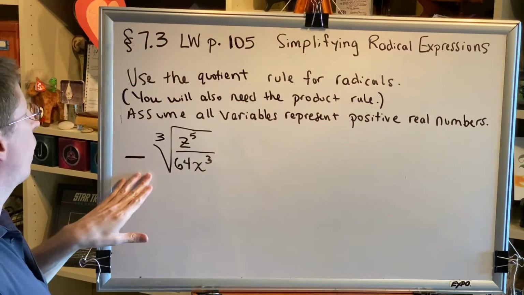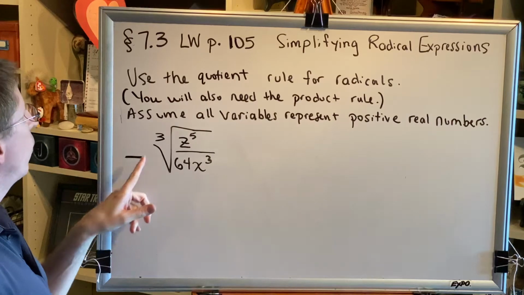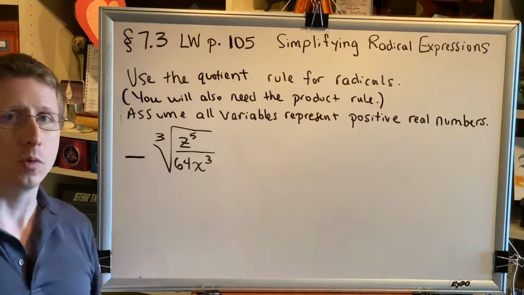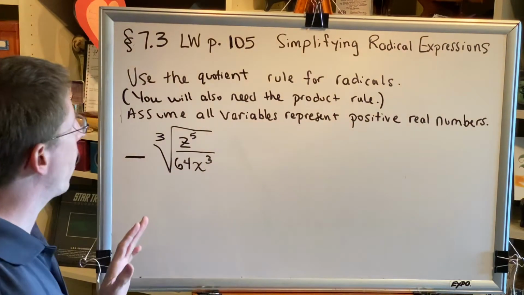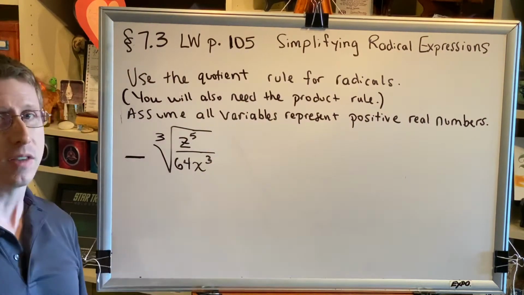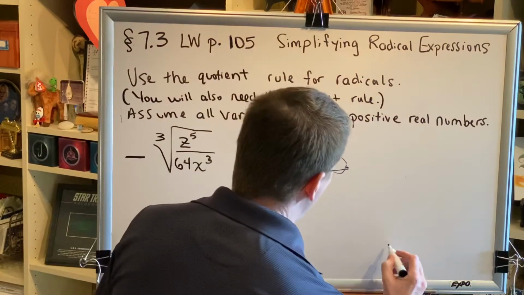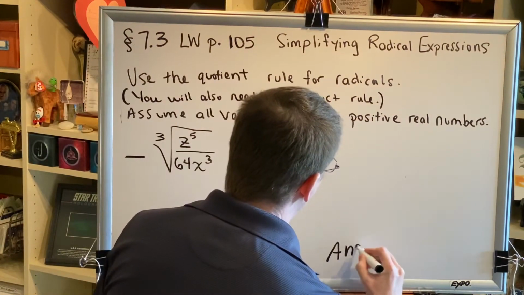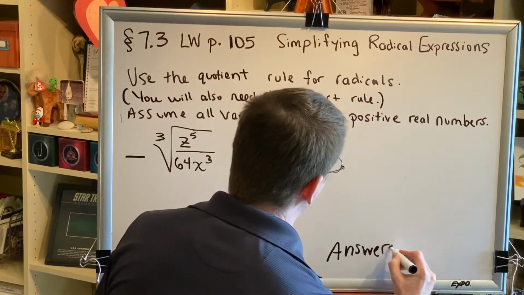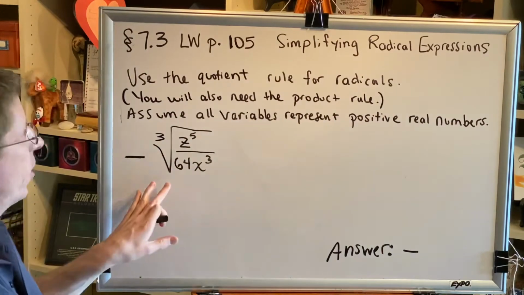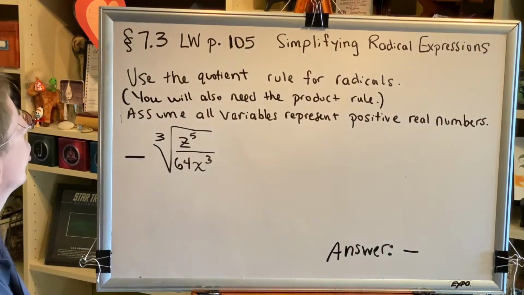Our job is to simplify this expression, negative cube root of the fraction z to the fifth over 64x cubed. The first thing that I want to note about this problem is there's a negative outside the radical, which means my final answer is going to be negative. And I don't want to forget about that. So I'm going to go ahead and write my final answer right down here. I'm going to go ahead and put that negative sign in there so that I don't forget it as I go along with my solution.